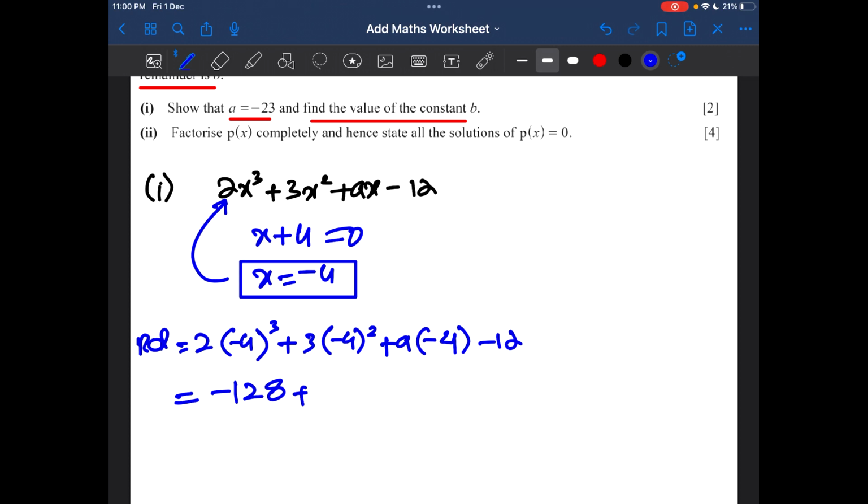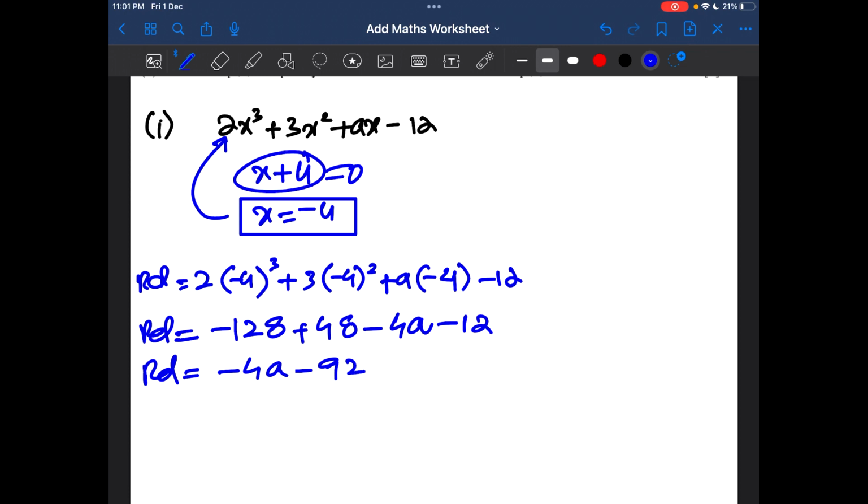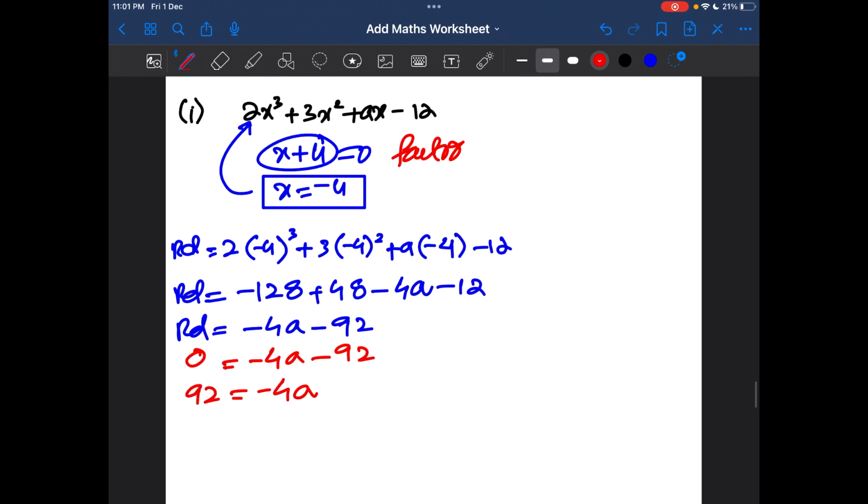Minus 4 square is plus 16. 16 into 3, you will get the answer 48. This is minus 4a, plus a multiplied by minus 4, it will become minus 4a minus 12. Let's simplify it further. Minus 128 plus 48, you don't have to use a calculator. You'll get the value as minus 4a minus 92. This is the remainder. Now we know that x plus 4 was a factor. Since it is a factor, we are going to put the remainder as 0 here. 92 on the right hand side, minus 4a. 4 ones are 4, 4 twos are 8, 4 threes are 12, so you get 23 is equal to minus a, and get the value of a equal to minus 23.